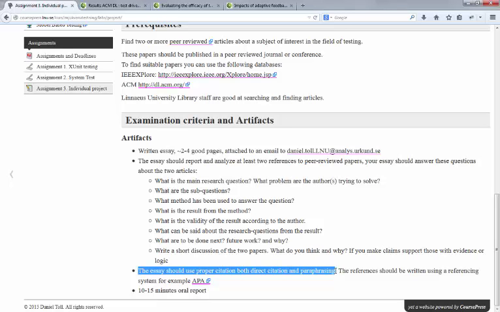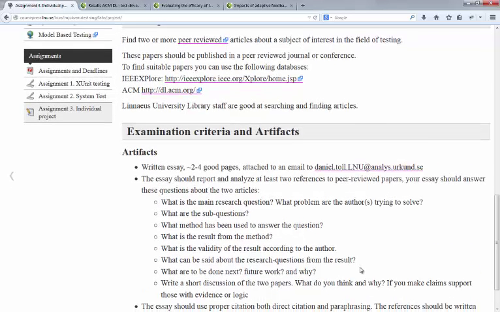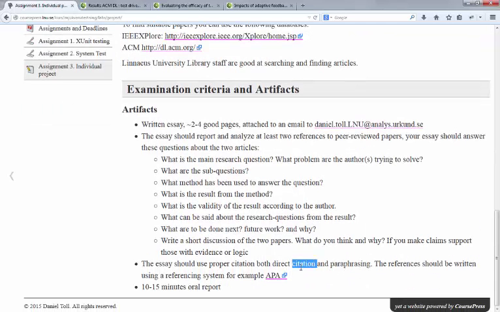And this is something that you need to check up on. Most students don't know what citations are, and some don't know what paraphrasing is. So I'm just going to go through it very fast today. A direct citation is where I take the words from another scientist and I say them myself, right?